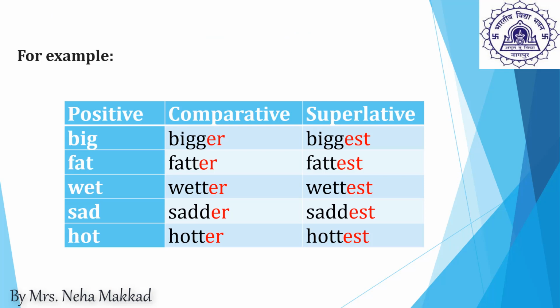So there are a few more examples. Like for example, the adjective big. In the comparative degree, we are having bigger, and in the superlative degree, we are having biggest. The same applies to the other adjectives: fat, fatter, fattest, wet, wetter, wettest, and sad, sadder, saddest, hot, hotter, hottest. So I think the first rule is clear to all of you.